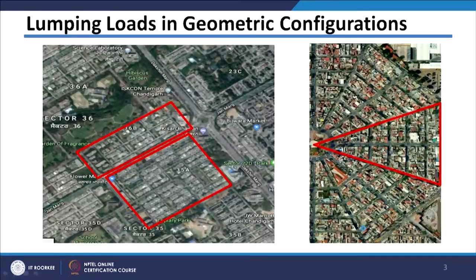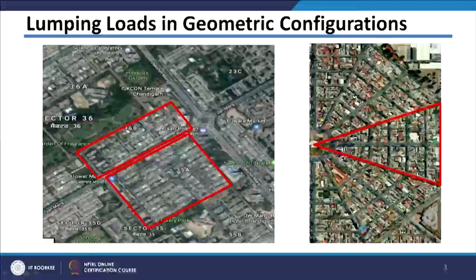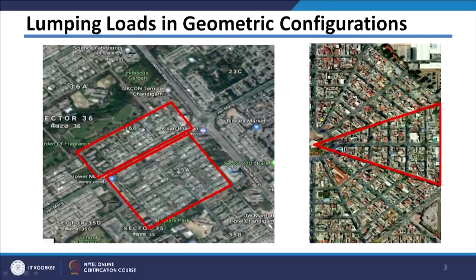In today's lecture, we will see how we can lump the loads consisting of different geometric configurations. If you see these two pictures where I have shown aerial views of two localities, you can see that there are homes which are placed symmetrically in this rectangular area.